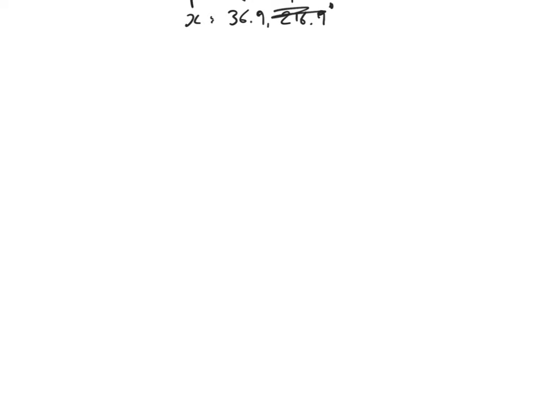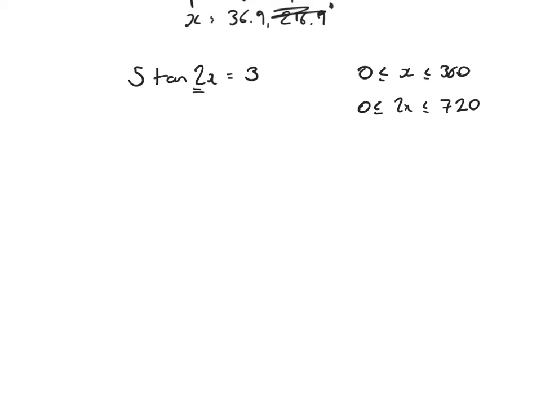Okay, let's move on to some more kind of higher content now, and some compound angle questions. So this time we've got a double angle. 5 tan 2x is equal to 3. We're looking for solutions that lie between 0 and 360. Okay, so my first move is to double the limits. So the lower limit, 0 times 2 is 0, and the upper limit, 360 times 2 is 720.